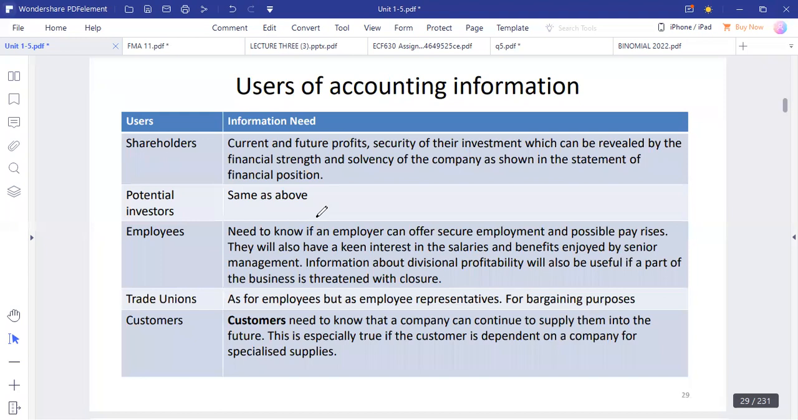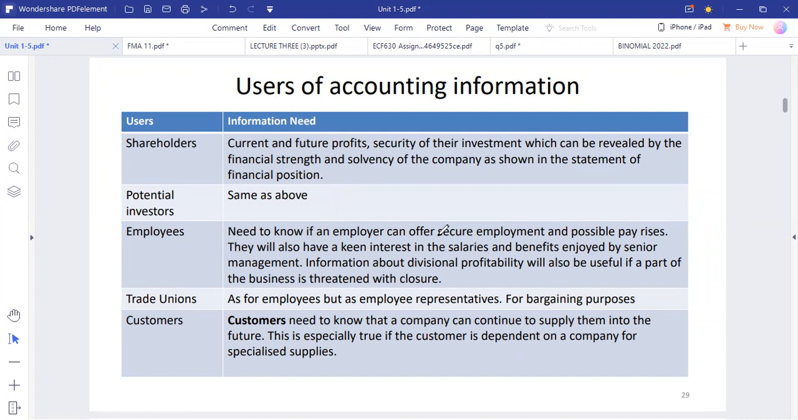So among the users, we have shareholders, who are the actual owners of the business. They need to be sure that what they've invested in will give the company a foreseeable future. They need information to show the current and future profits, and the security of their investment could be reviewed by the strength and solvency of the company. So this is why they're so keen in wanting to know this financial accounting information. Then the potential investors, same as above.